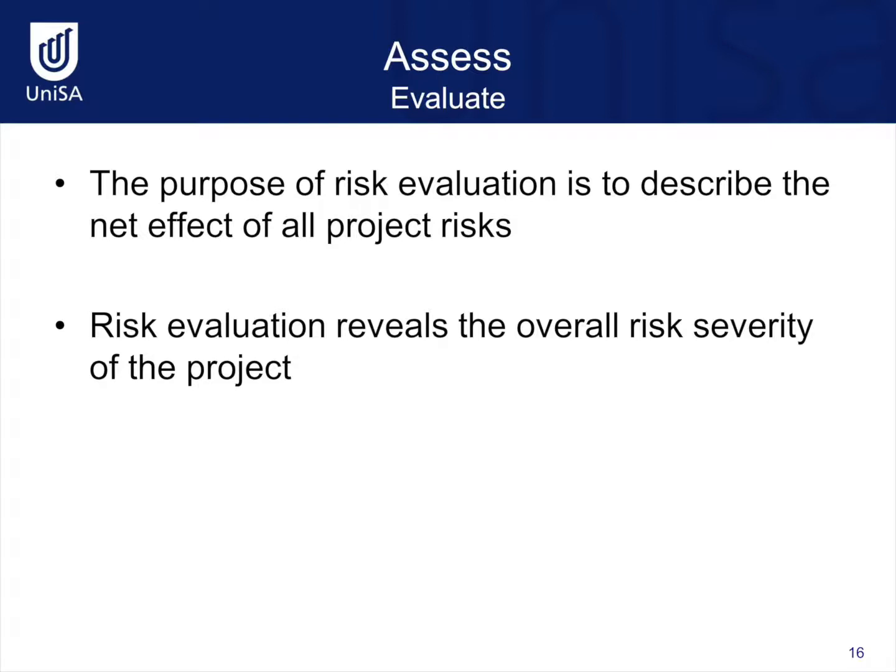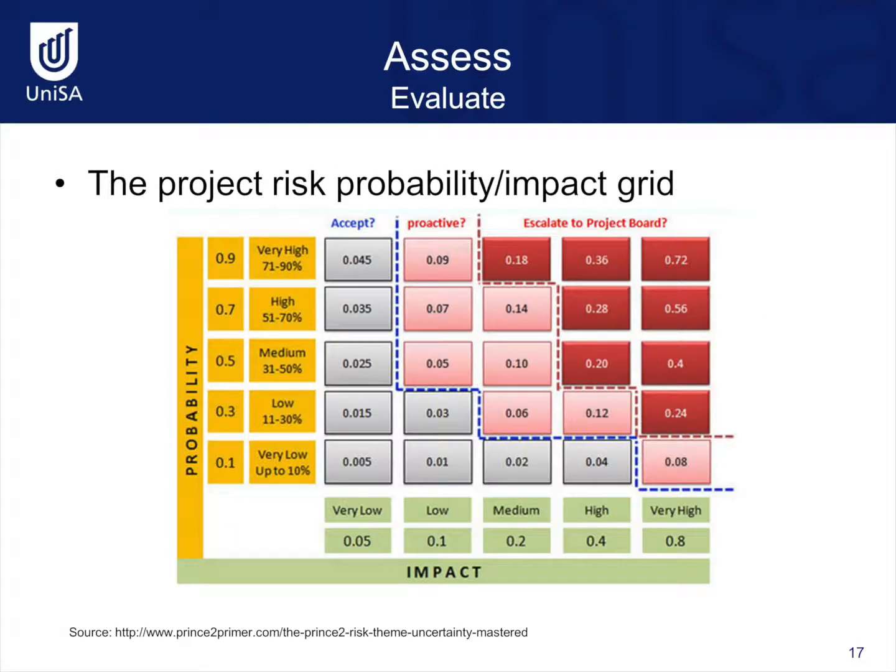Risk evaluation helps to describe the net effect of all project risks, as well as revealing the overall risk severity of a project. Here is an example of a probability impact grid, which is a popular visual representation of the categorization of risks in a project. One side of the grid represents the probability of a risk occurring, and the other side represents the impact of the risk. Other information that is shown includes specific actions that can be taken, depending on where a risk sits within the grid. Potential actions could be to accept the risk, be proactive about the risk, or escalate it to the project board.